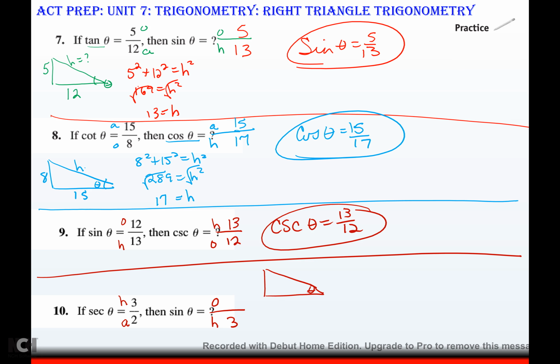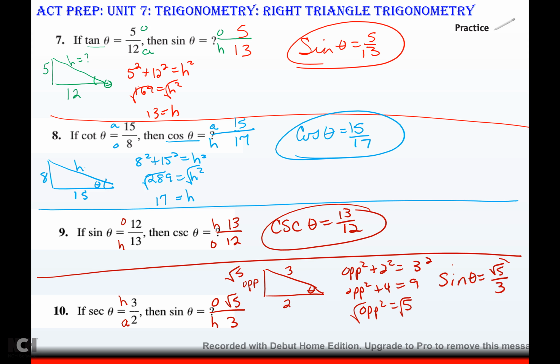There's theta, and I know that the hypotenuse is 3, adjacent is 2. I need opposite. So I can do opposite squared plus 2 squared equals hypotenuse squared. So that gives me opposite squared plus 4 equals 9. That gives me opposite squared equals 5, square root. And my opposite side is the square root of 5, which goes here. And on top is fine. I don't need to rationalize. So I have the square root of 5/3. Okay.